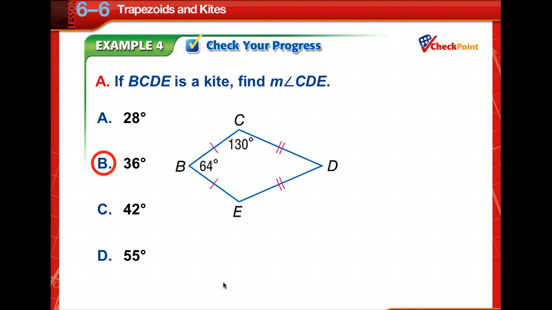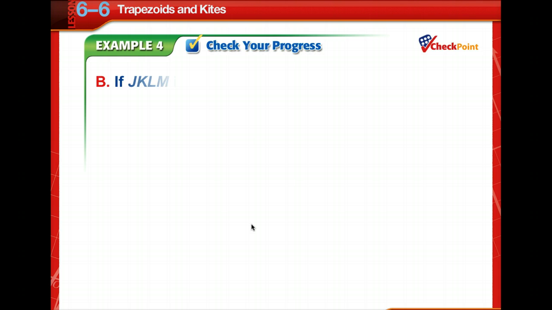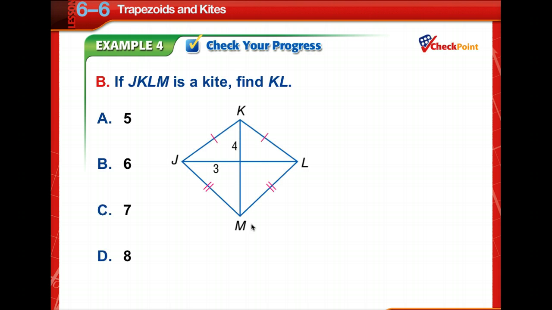Good job, 36. So I know that 130 plus 130 plus 64 is equal to 360. And when I add these up and subtract them from 360, my answer is 36 degrees. Okay, here's another problem. So pause the video for a moment and come back and check your answer.